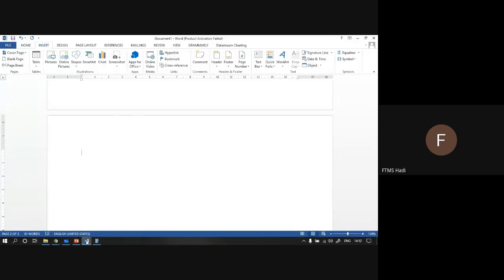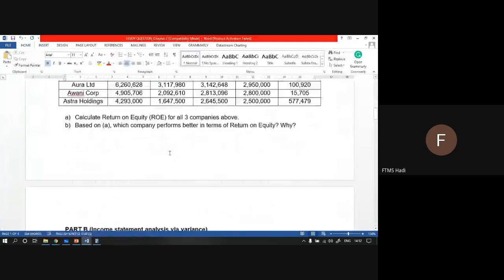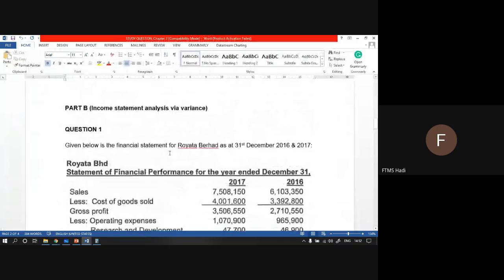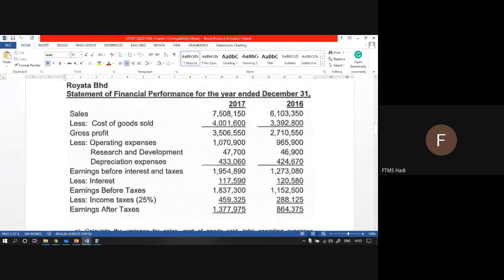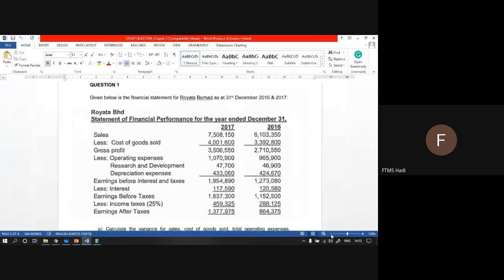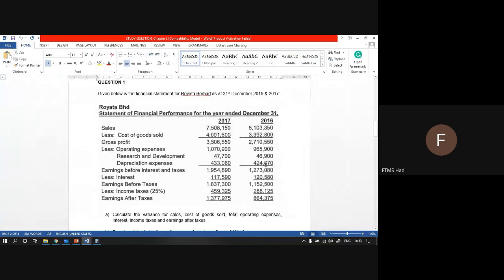Okay, have a look at study question for part B. Okay, part B, let's have a look at question number 1. Part B, question number 1. Alright, given below is a financial statement for Royata Berhad as at 31st December 2016 and 2017. So you need to look at 2016 versus 2017.